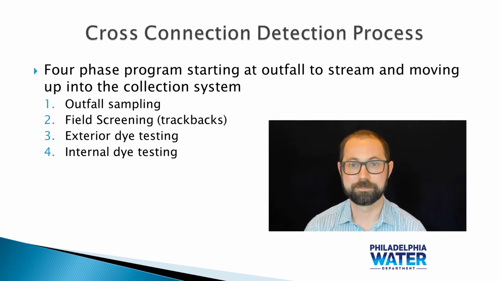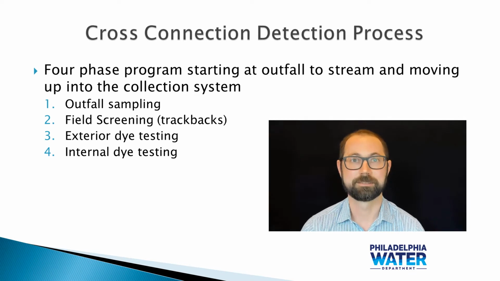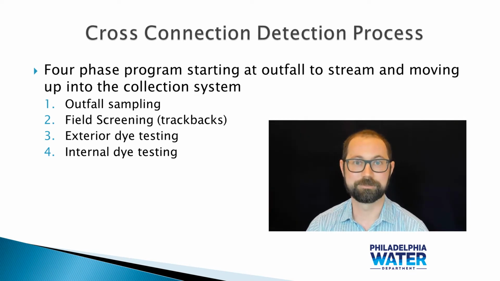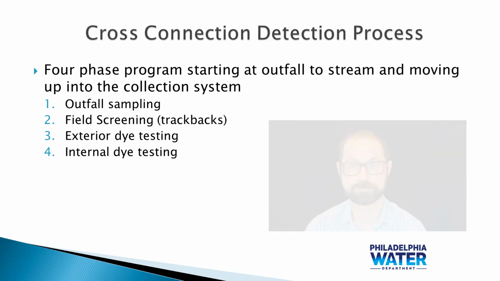At present, the Philadelphia Water Department utilizes a 4-phase program for location of cross connections. This process begins at a stormwater outfall and works its way up through the system before narrowing scope down to a block or an individual home requiring more detailed investigation.